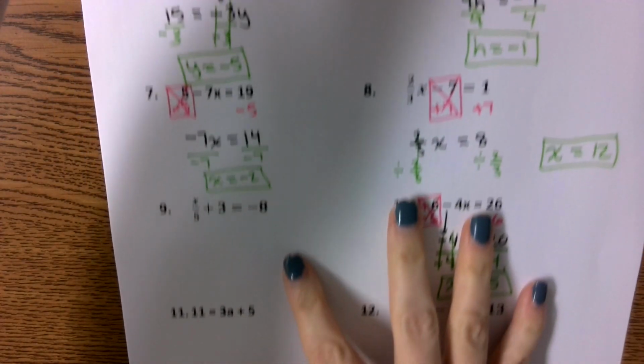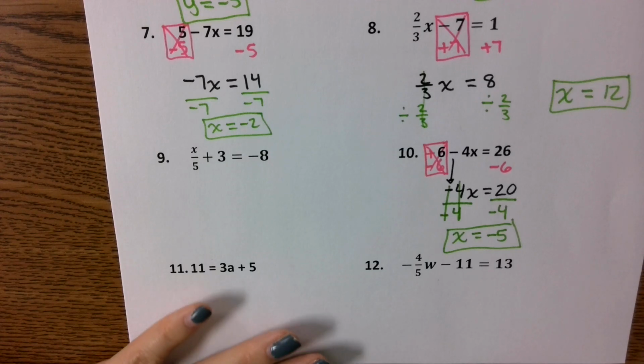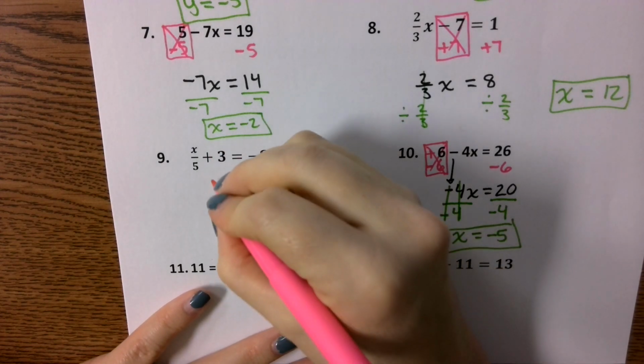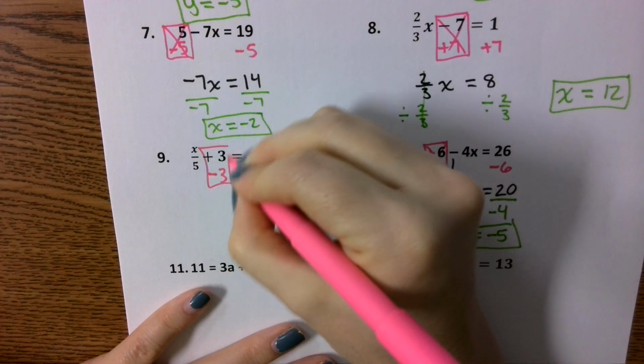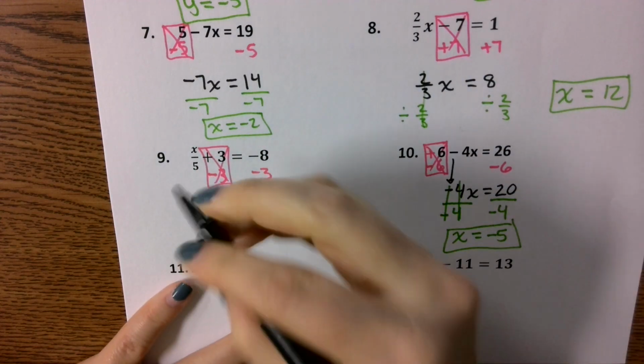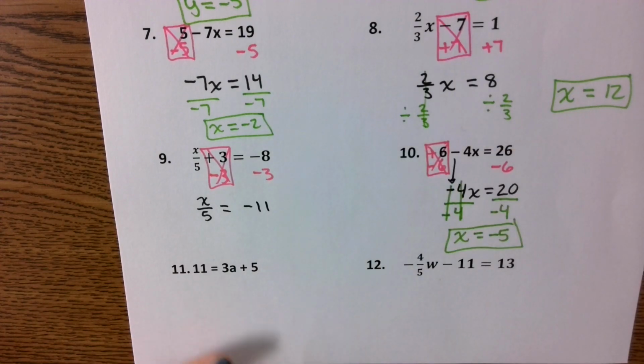Okay, problem number 9. First step, Jeremy. Good. So by 3, just by 3. So we're subtracting 3 from both sides. That leaves us with x over 5 is now equal to negative 11.